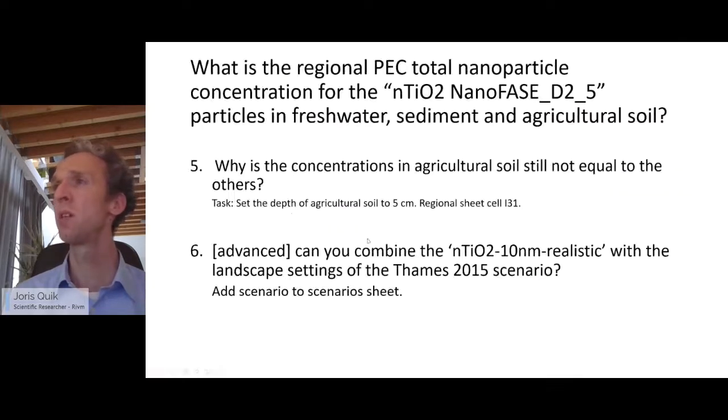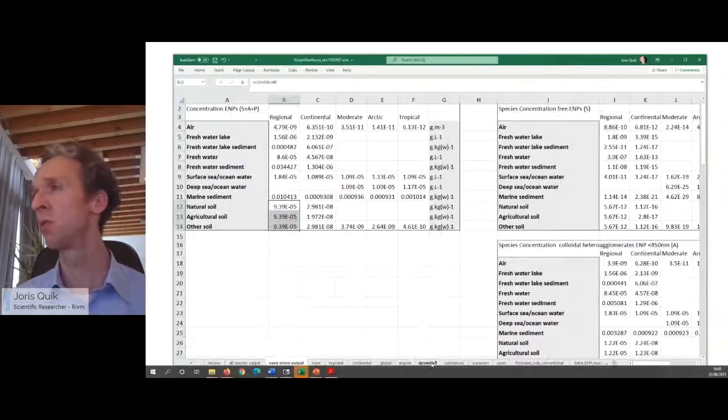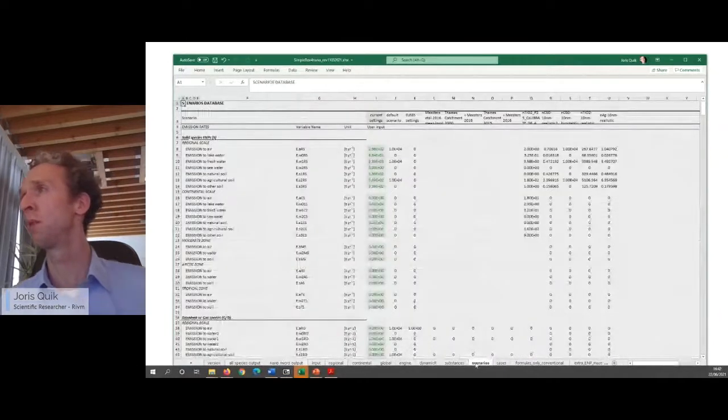A bit more advanced question would be if you can combine landscape settings for a certain area with what describes the substance, the nanomaterial, or let's say the emission of the nanomaterial, because this was not actually changed at this point. But you could change it to the themes, for example, that Sam was showing in his presentation. And I just want to show how this can be done. It is not so simple, but it might be quite relevant.